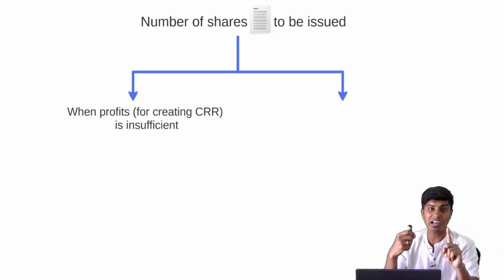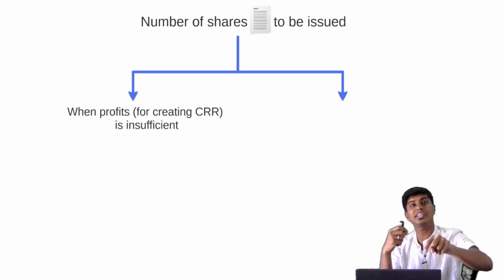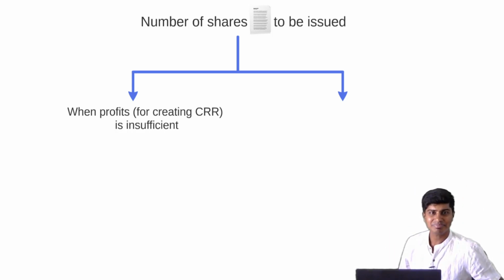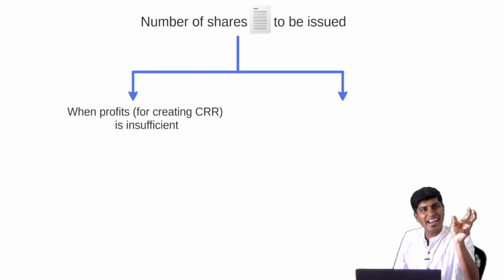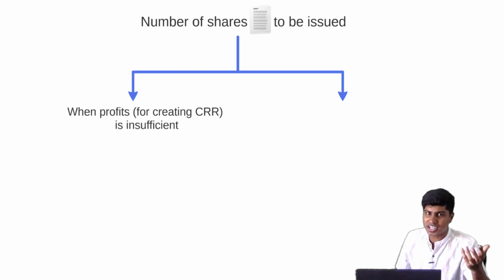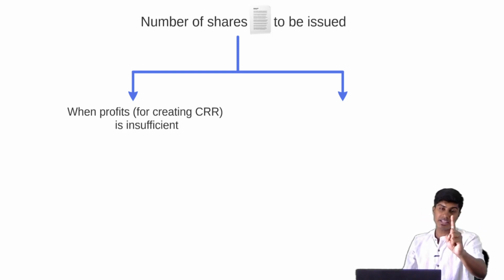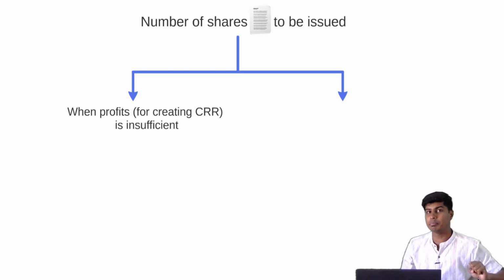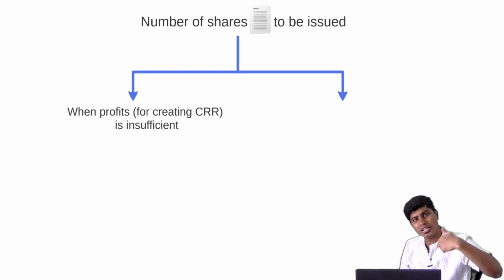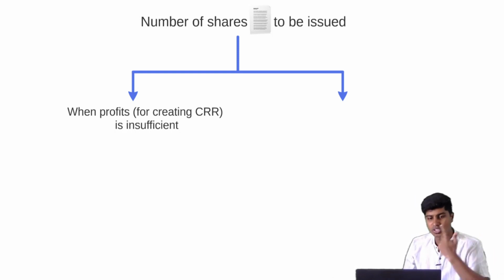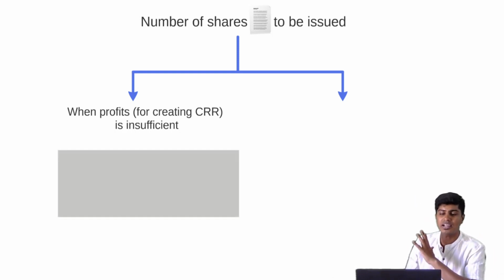Then you cannot create 1 lakh CRR. Then you can't use the entire 1 lakh to redeem preference shares. What can you do? Only 80,000 is the value to which you can create CRR. Only 80,000 rupees is available internally for you to redeem preference shares. For the balance 20,000, you need to issue fresh equity shares. So this is what we call that the profits are insufficient.